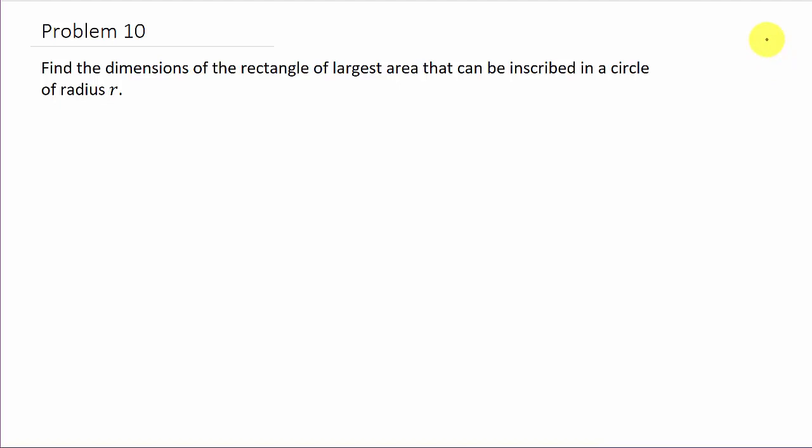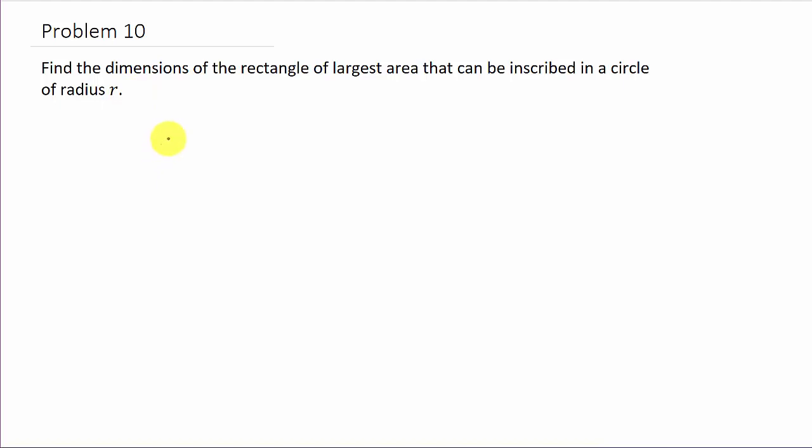All right, so find the dimensions of the rectangle of largest area that can be inscribed in a circle of radius r. They're not giving us any values for anything. We're going to have all variables in here. We got a radius r. So our answer is going to be in terms of variables.